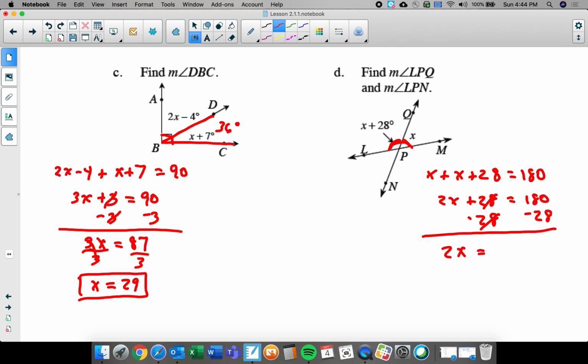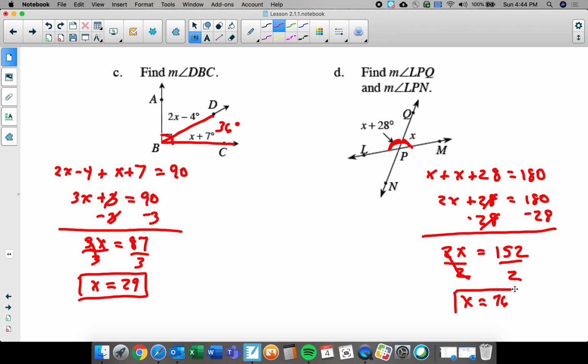Subtract the 28 over, start to get x by itself. I end up with 2x equal to 152. Yep, I think that's right. And then we divide both sides by 2, and I find out that x equals 76.